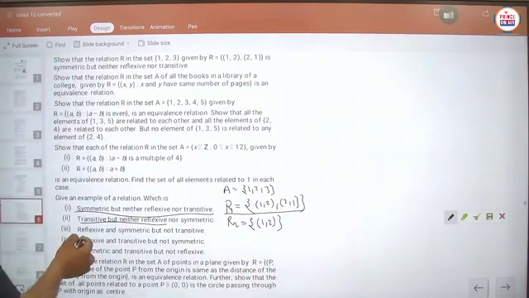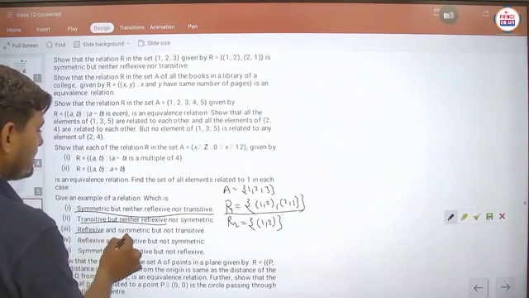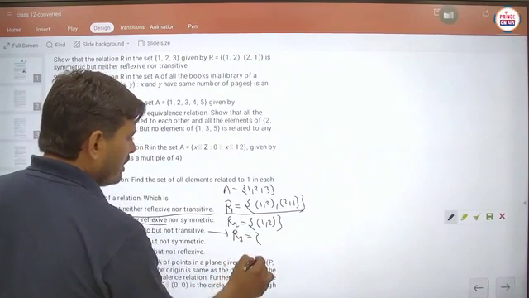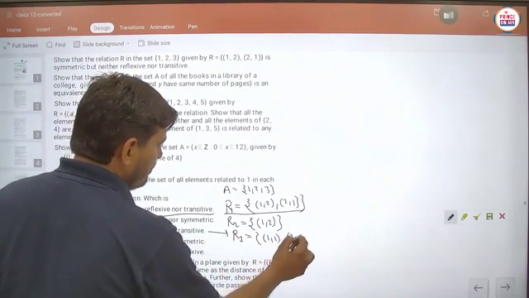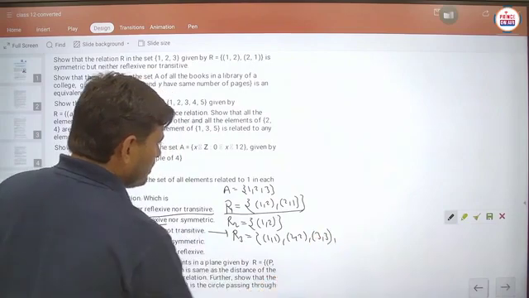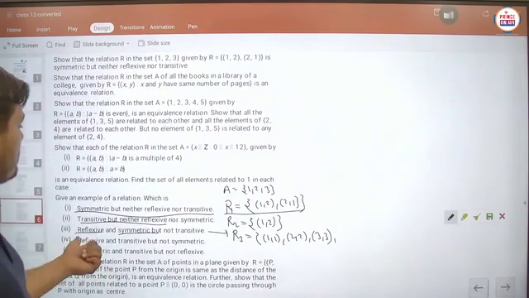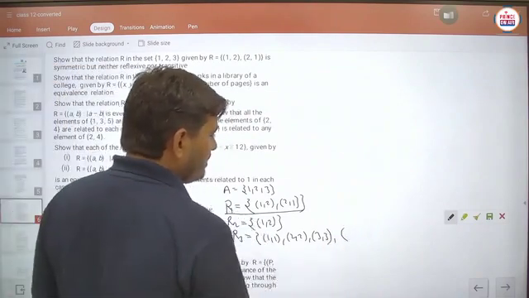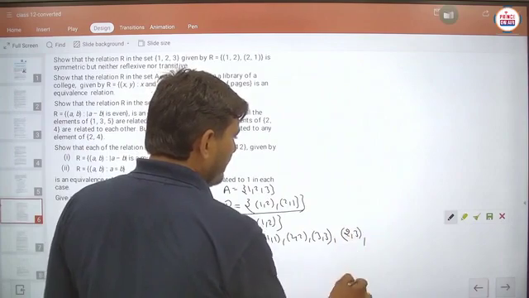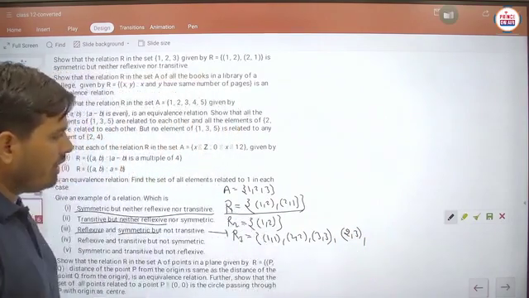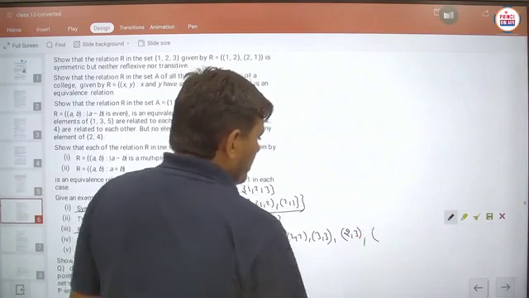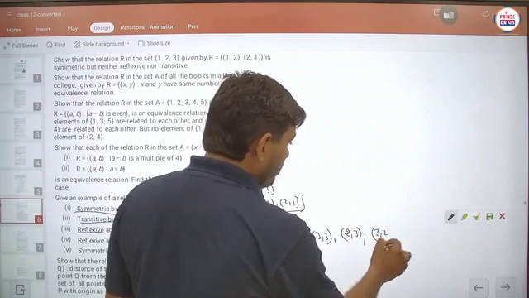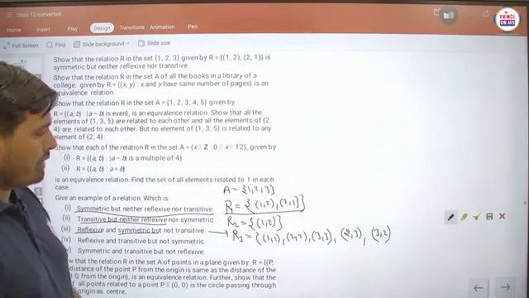Next, reflexive and symmetric but not transitive. Easily you can define the relation. Suppose reflexive is there: we have to write 1 1, 2 2 and 3 3. Then this is reflexive and symmetric but not transitive, so here we have to write such ordered pairs. Suppose 2 comma 3, and next 3 comma 2 will also be there, and 2 comma 2 is also there. Is it clear?